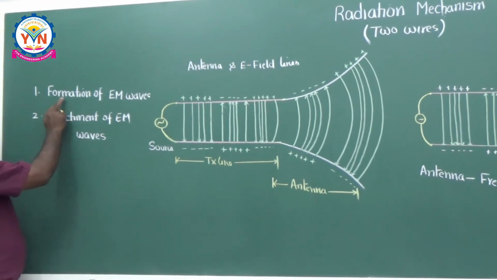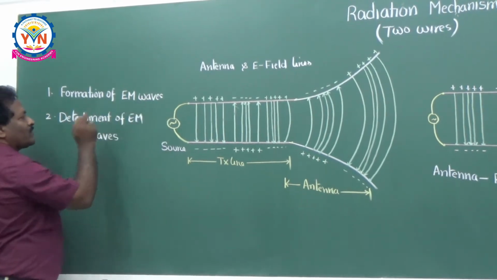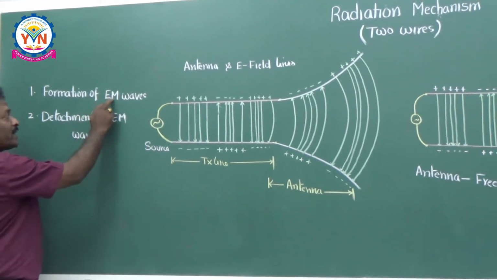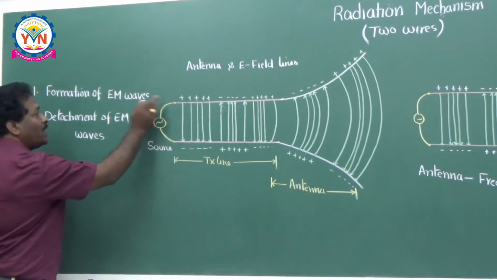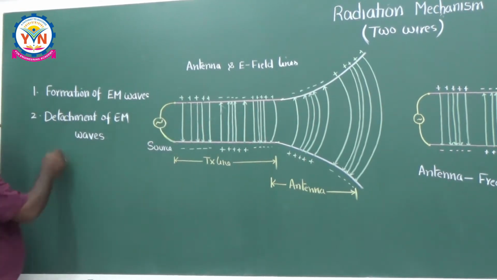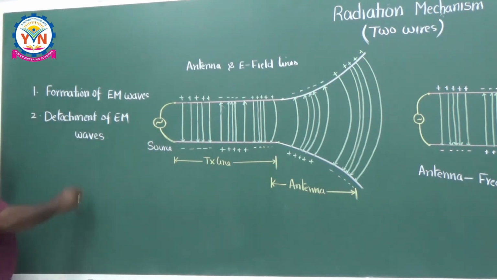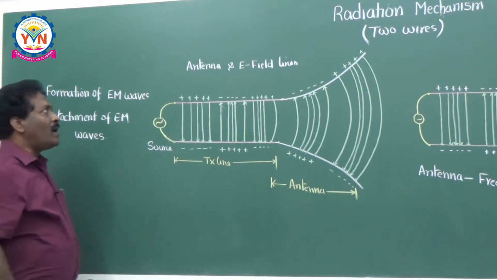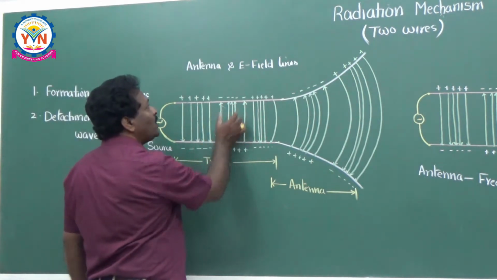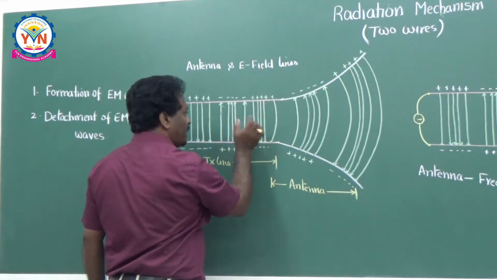One is the formation of electromagnetic waves, that means how the electromagnetic waves are formed on the antenna, and the second one is how the detachment of electromagnetic waves is actually taking place in an antenna. So in order to understand these two concepts, let me tell you what exactly the antenna is and how the electric field lines will be there on this antenna.